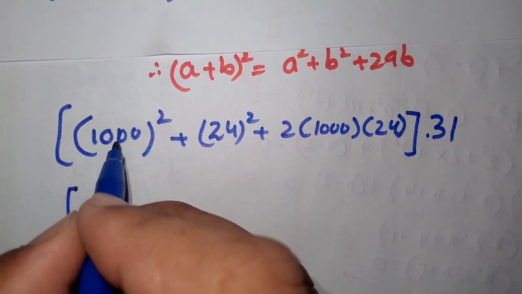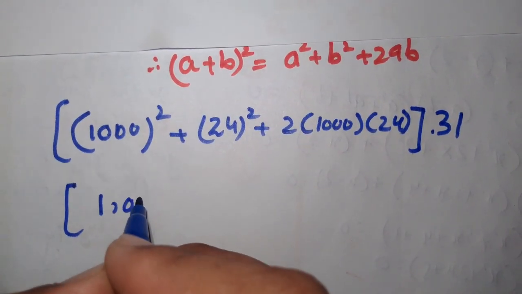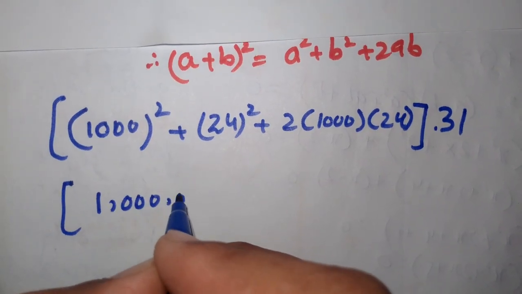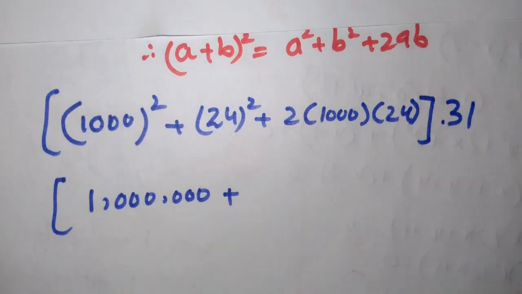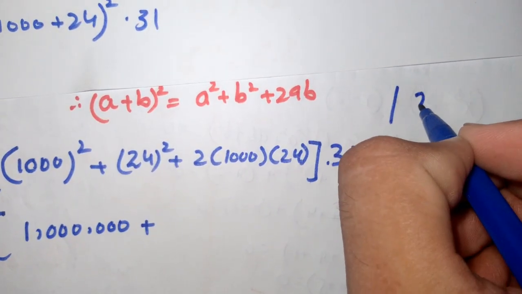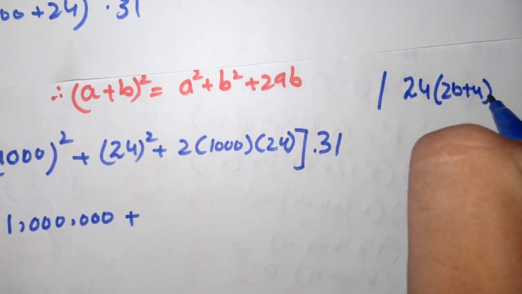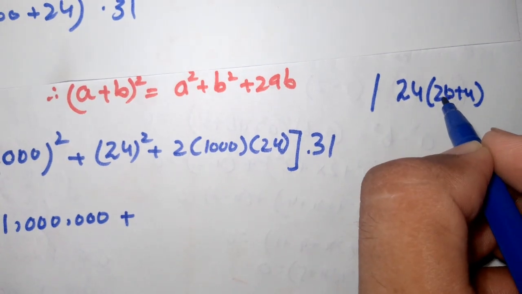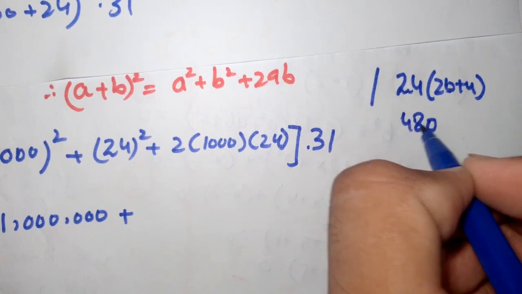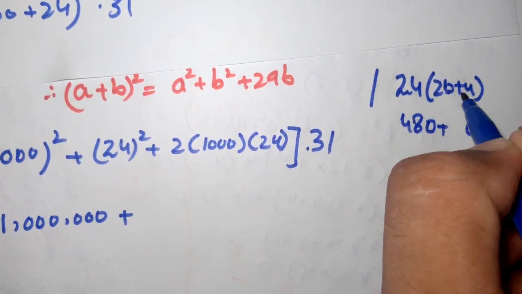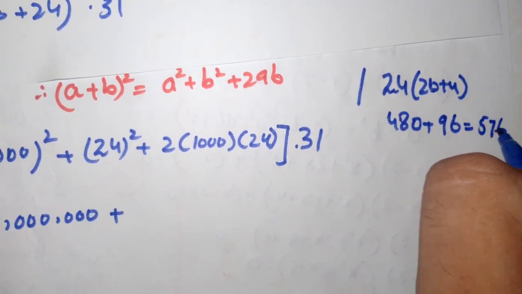Here 1000 times 1000 will become 1,000,000, plus 24 times 24. To multiply 24 with 24 without calculator, 24 times 20 plus 4. So 0 24s are 0, 2 4s are 8, 2 2s are 4, plus 4 4s are 16, 4 2s are 8, plus 1, 9. This will become 576.